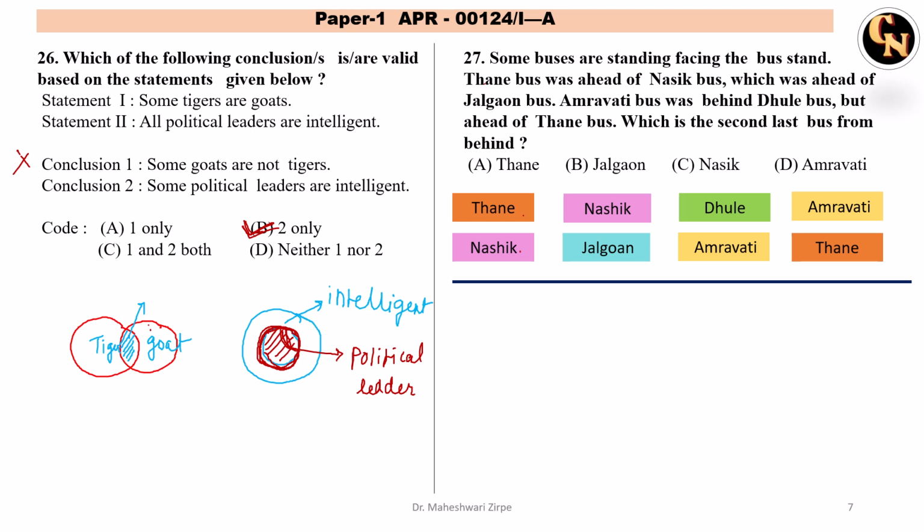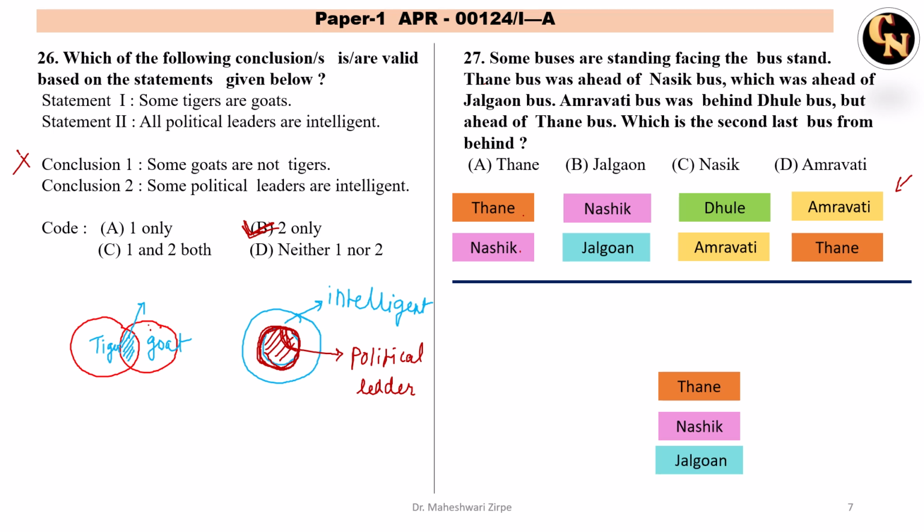So let us now rearrange all these buses in one line. First, we'll start with the first sentence because they've said Thane bus is ahead of Nasik. So let us take Thane bus and Nasik bus. Now we know that behind Nasik, who is there? In our first diagram, it is Jalgaon. So let us write Jalgaon behind Nasik bus.